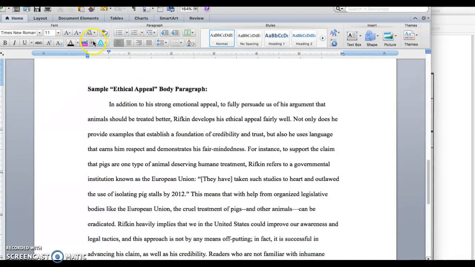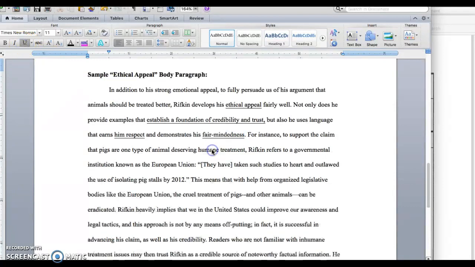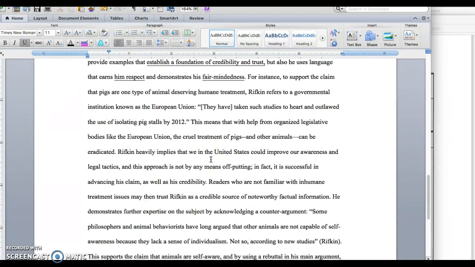I just want to highlight, actually, I'm just going to underline. Underlining I think is better. I'm going to underline where there are words that are related to ethical appeal. I make it clear from the get-go that I'm talking about ethical appeal. I talk about the establishing of credibility and trust. I talk about respect, okay, and fair-mindedness. All this relates to ethical appeal, right?